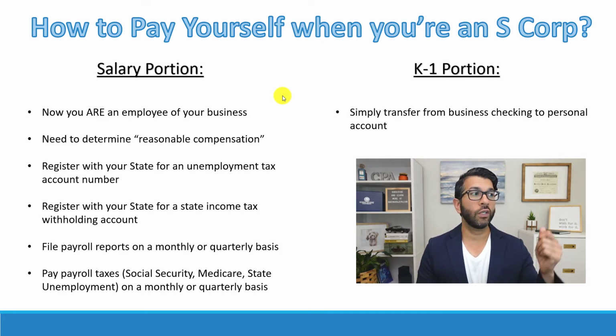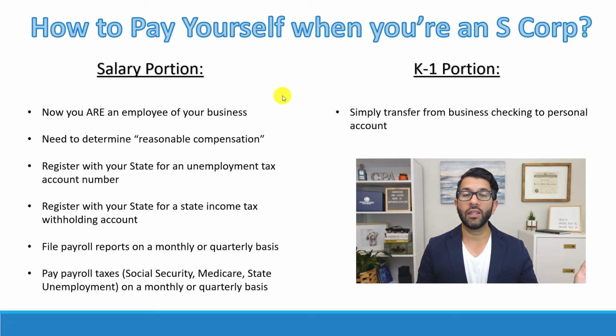Some other things you'll have to do is register with your state for an unemployment tax account number, because you will have to pay unemployment taxes. Even if you never file for unemployment as the business owner, you still have to pay these unemployment taxes. So you need to register with your state for an account number, and that's where you pay the unemployment taxes. Same thing, you're probably going to pay income tax on that salary, so you're going to register with your state, if your state has an income tax, for a tax withholding account. I know this is getting a little complex, just stick with me.